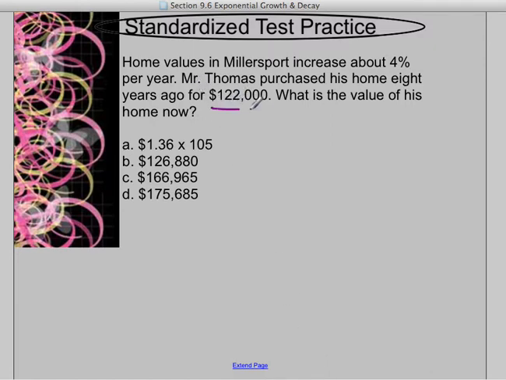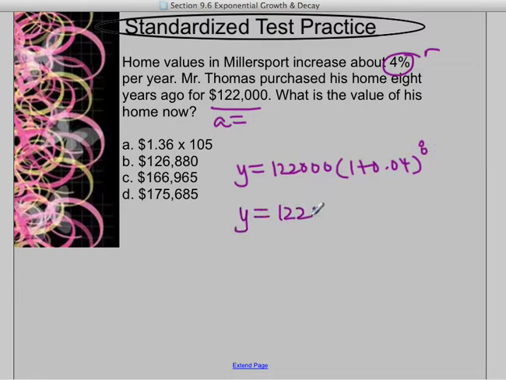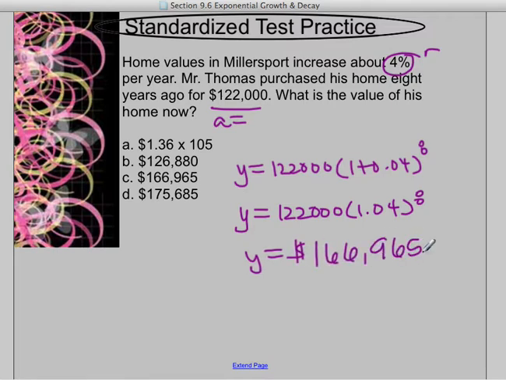First things first, he bought this for an initial amount of that, and this is my rate. And typically home values increase. Okay, so y is equal to my starting value, my rate, 1 plus 4%, to the time, which is 8. Okay, so I can actually just type this one in on my calculator. And when I type it in on my calculator, I get $166,965.42. So the best answer for this one would be C.